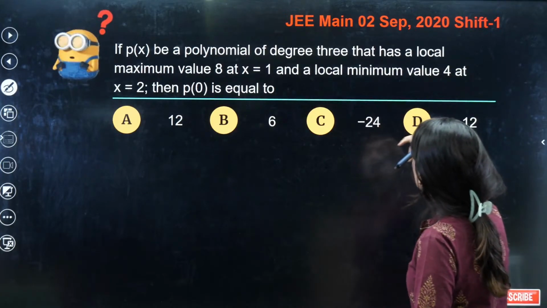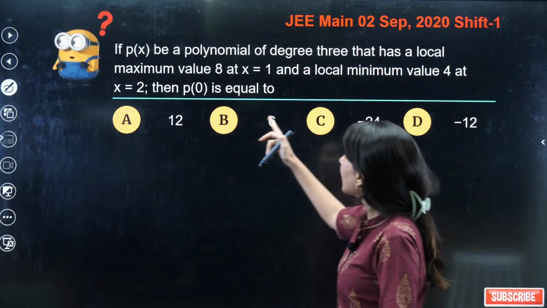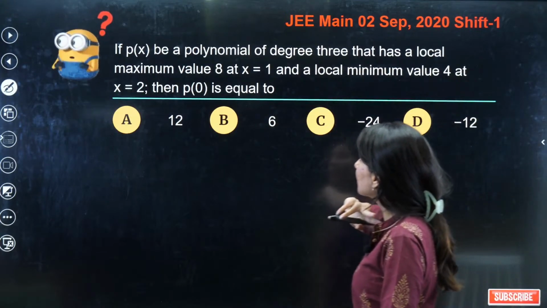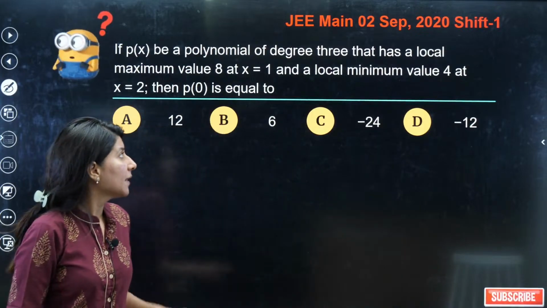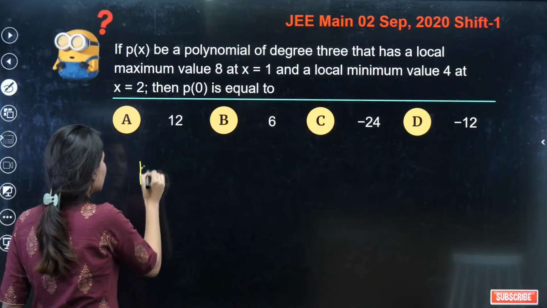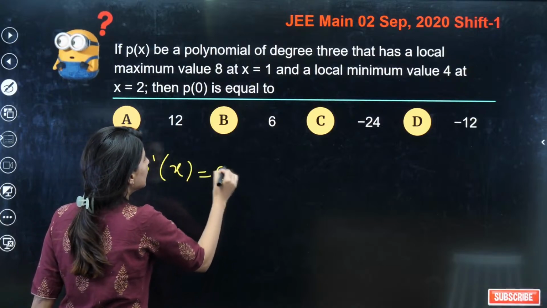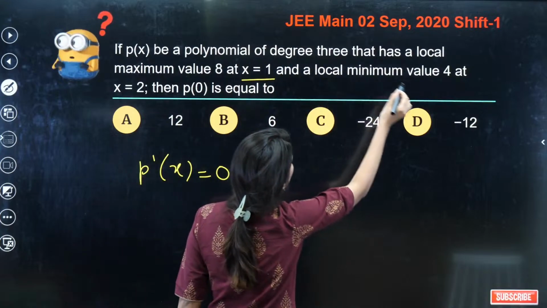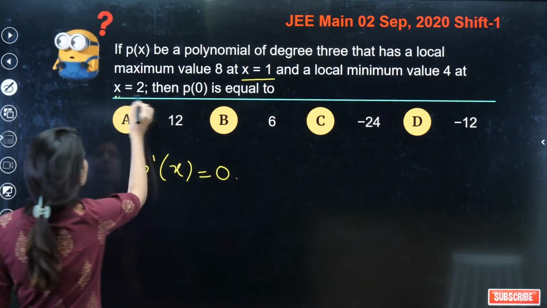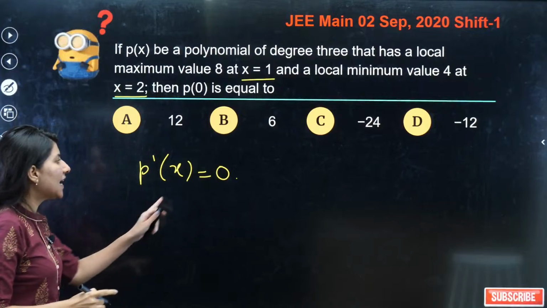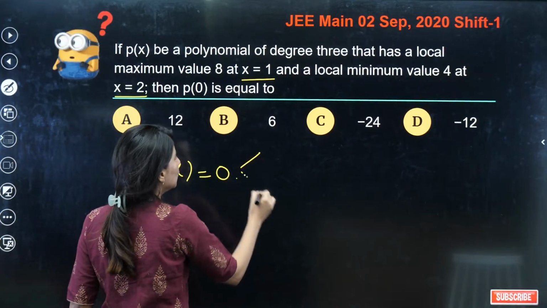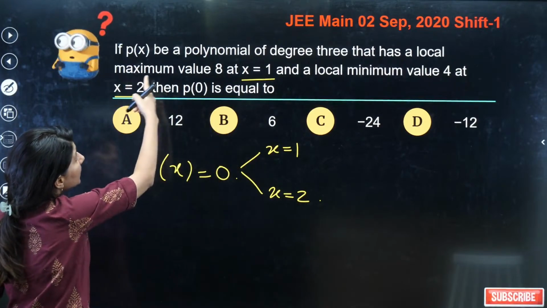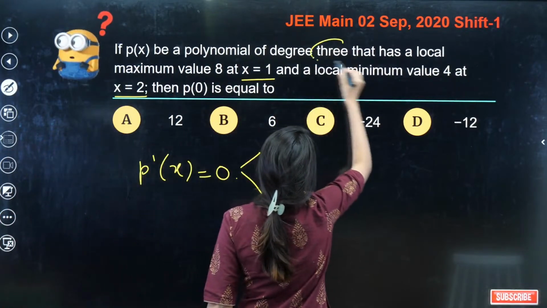If P(x) is a polynomial of degree 3 that has a local maximum value 8 at x equals 1 and a local minimum value 4 at x equals 3. Okay, that means what they are giving is your P dash x is becoming 0 at what all points? Tell me. At x equals 1 and x equals 2. So P dash x equals 0 has two roots, x equals 1 and x equals 2. And P(x) is a 3-degree polynomial.